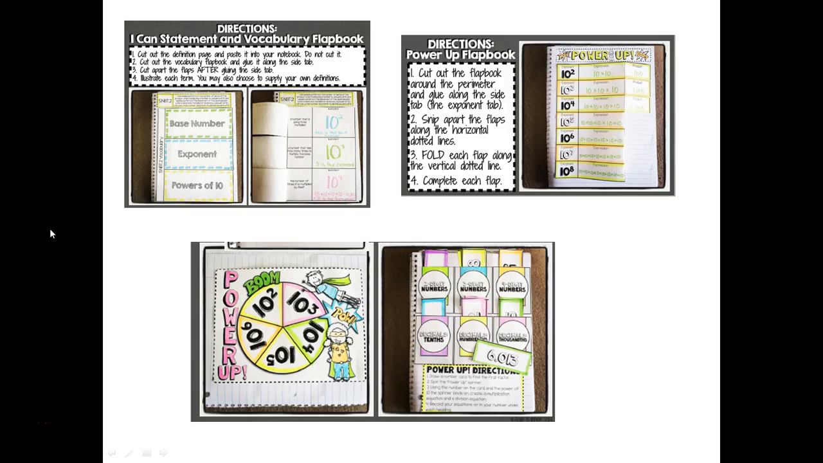Hi everyone! I wanted to make this short video to explain the interactive notebook activity you'll be making in today's lesson. On this first screen you can see some examples of the finished products we'll be putting in your notebooks today. We have the I Can statement and vocabulary flapbook, we have the Power Up flapbook, and we have the Powers of 10 spinner game. Let's take a look at each activity in a little more detail.